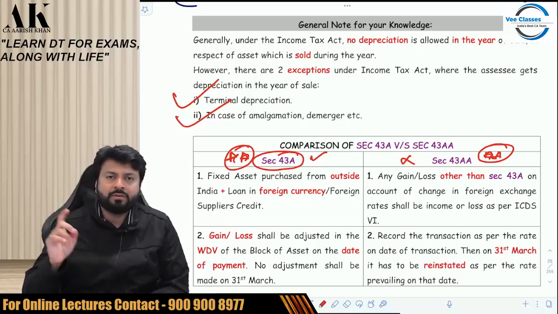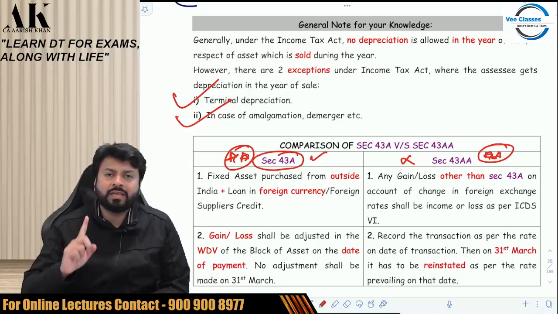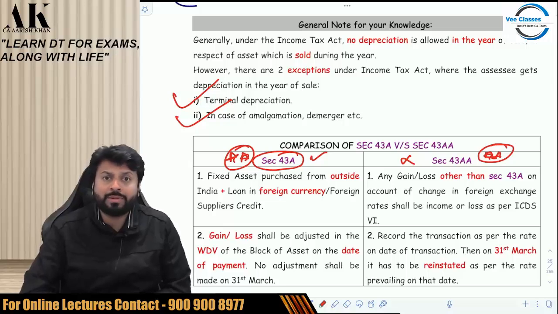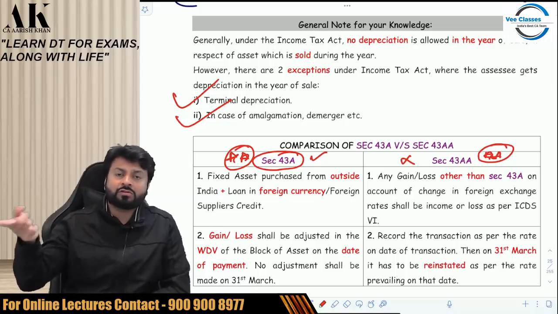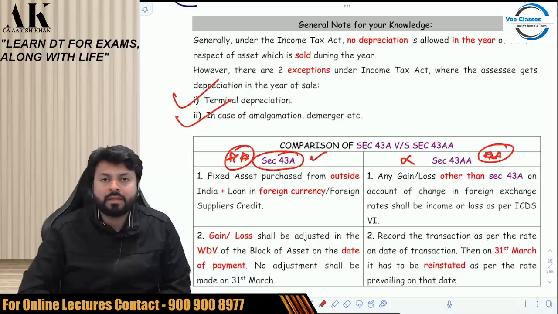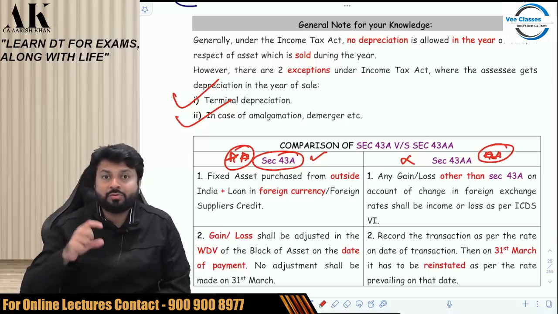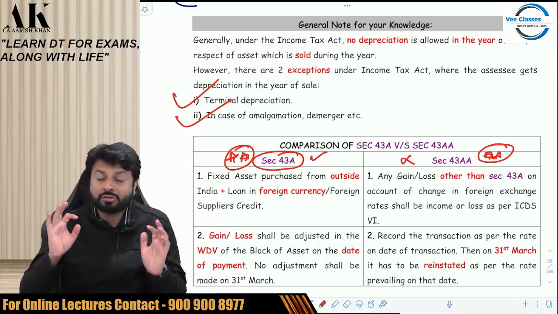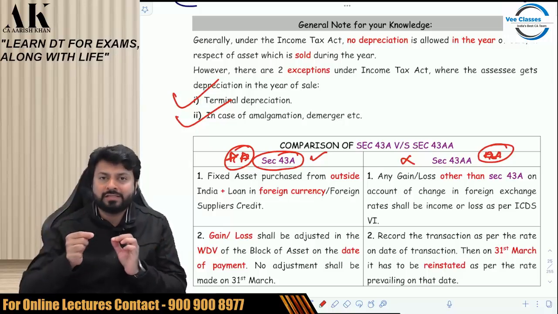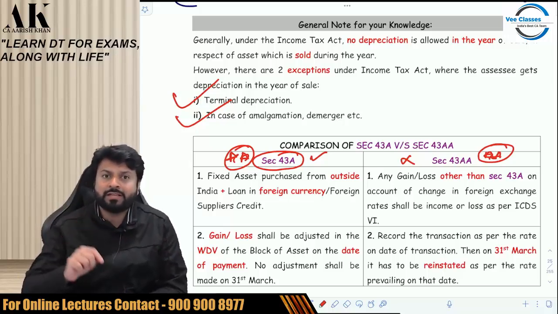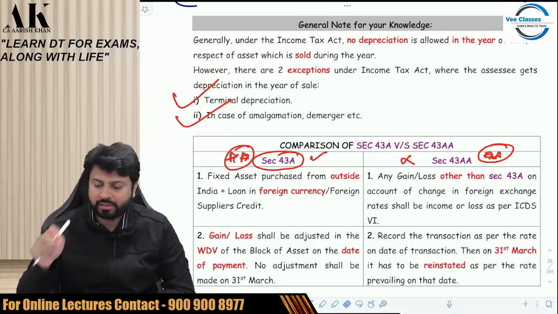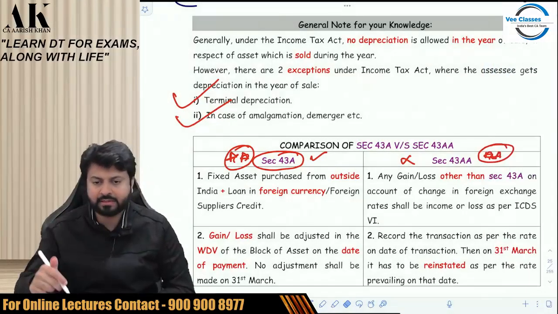So the government says that if you are importing an asset and there is a foreign currency loan, then the gain or loss on the date of payment, not on balance sheet date. You are not supposed to adjust anything on balance sheet date. The gain or loss on the date of payment has to be adjusted in the WDV of the block of assets. So whatever gain or loss comes on the date of actual payment has to be adjusted in the WDV of the block of assets, not on balance sheet date. Okay. I'll show you an example that will give you a clear idea. You can take a photo of that example also later.